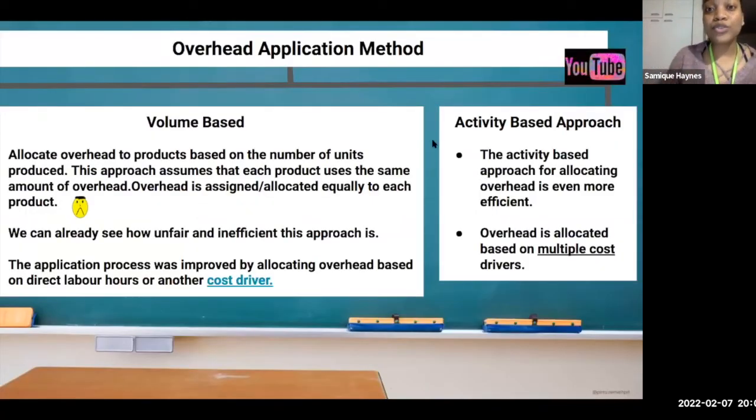So this brings us to the overhead application methods. All right, so in order for us to allocate manufacturing overhead, we've already understood that manufacturing overhead, we cannot easily trace it. We have to allocate it, like the electricity in the factory. The electricity in the cake factory, right?